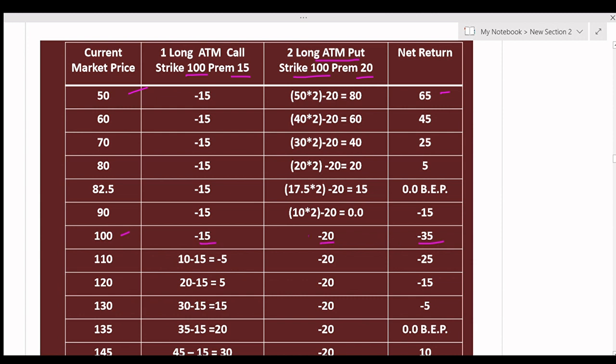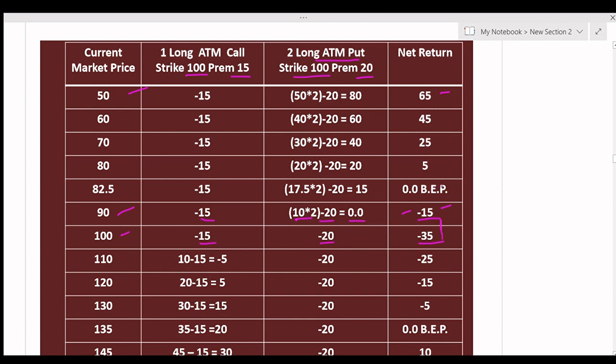Now we concentrate on the bearish side because Sham anticipates that the market moves downwards. So when it moves to 90, the loss comes down to minus 15, because minus 15 in the call option and 2 into 10, that is, the profit is 100 minus 90 is equal to 10, multiplied by 2 because he buys 2 put options, minus 20 is equal to 0. So net return will be minus 15. The loss will decrease from the maximum loss 35 to minus 15.